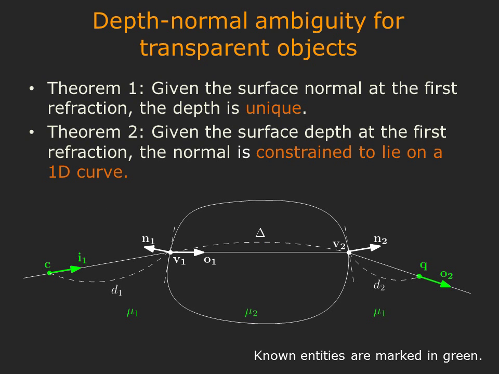We find depth normal ambiguities for transparent objects. Our results can be stated in the form of two theorems. First, given the surface normal at the first refraction location, we show that the depth is unique. Second, given the surface depth at the first refraction, we show that the normal is constrained to lie on a 1D curve. In the following, we explain the geometric interpretation underlying these two theorems.